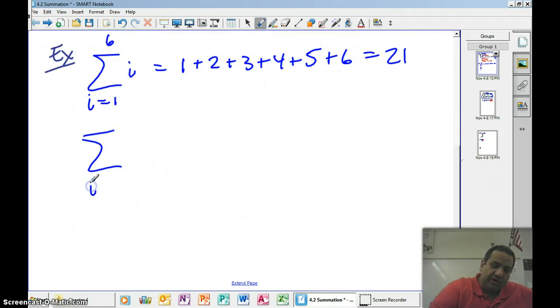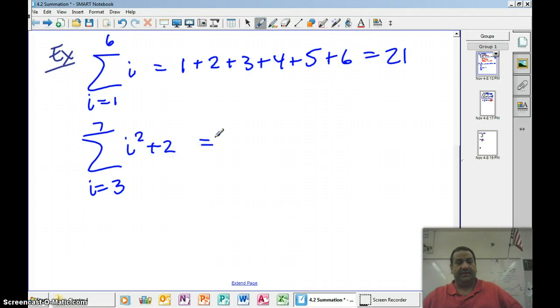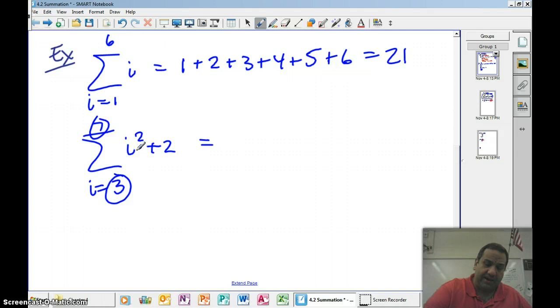Sometimes these could be different expressions, like the next problem. I don't think you're going to see much calculus here today. You're going to see a lot of recap, all right? The sum of i squared plus 2. So what this says is now I'm going to start at 3, and go to 7. So when I plug in 3, I get 3 squared plus 2, which is 9 plus 2 is 11. Then I get 4 squared plus 2. You know what? Let me write that.